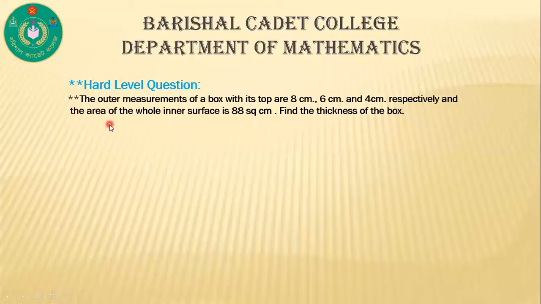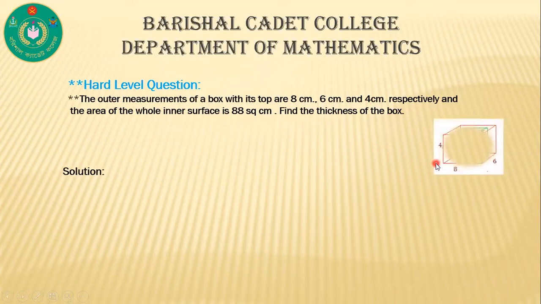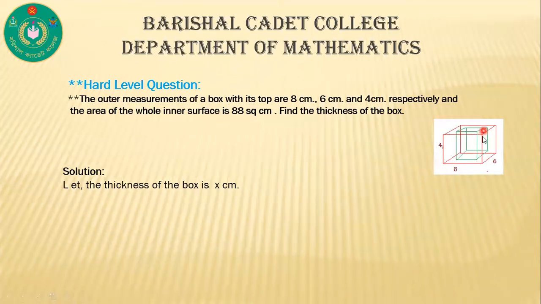Now another question. The outer measurements of a box with its top are 8 cm, 6 cm, and 4 cm respectively, and the area of the whole inner surface is 88 square centimeter. Find the thickness of the box. Solution. Here, this is the outer measurement of the box, and this is the inner measurement of the box. Let the thickness of the box be x centimeter.